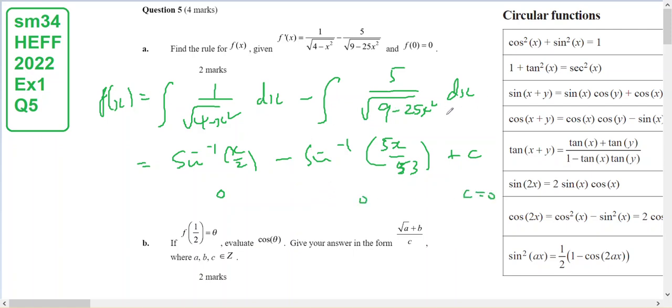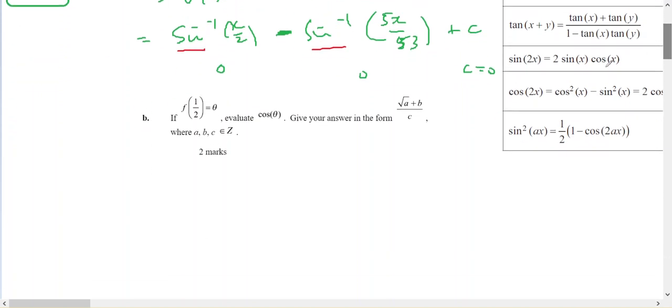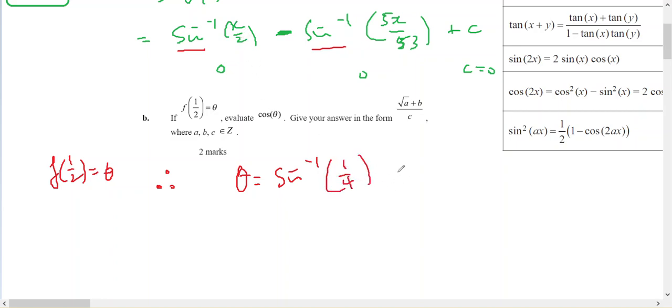Now, I deliberately chose to put the negative out here and to subtract because I've read the second part of the question and I want both of these to be inverse sines. Normally I would leave the negative with the 5 and make it an inverse cos. But the second part of the question, I've got f of a half equals theta. Therefore, theta is equal to the inverse sine of 1/4 minus the inverse sine of 5/6.